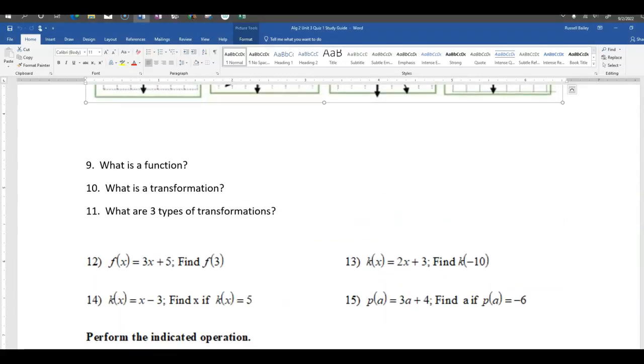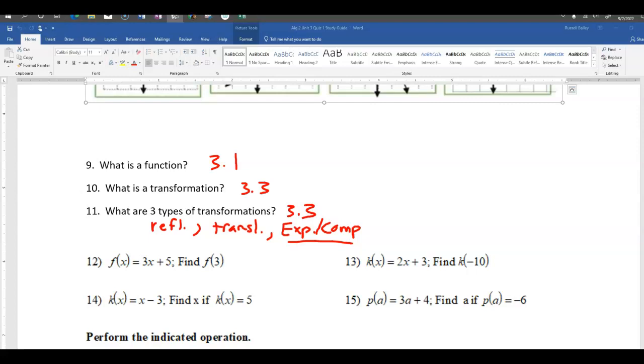Numbers 9 through 11, some vocabulary questions, and I would just encourage you guys to look in your notes for those. You can get this definition here in 3.1, and you can get these two answers in 3.3 notes. For number 10, I'll let you just look it up. But for 11, I will tell you that there are reflections, I'll abbreviate that, translations, and then there's expansions and compressions, which go together as a single type of transformation. All right, so that's for 9, 10, and 11 there.